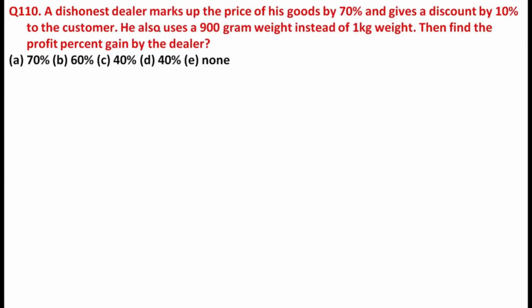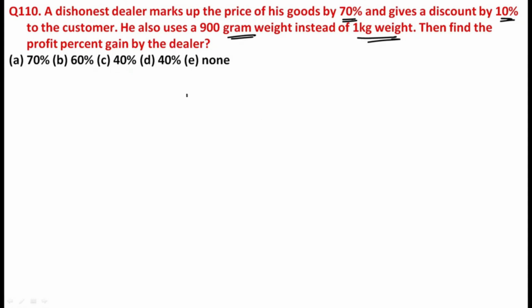A dishonest dealer marks up the price of goods by 70% and gives a discount of 10% to the customer. He also uses 900 grams weight instead of 1 kg. It is the same cheating concept: they reduce the weight by 100 grams. Then find the profit percentage gained by the dealer.